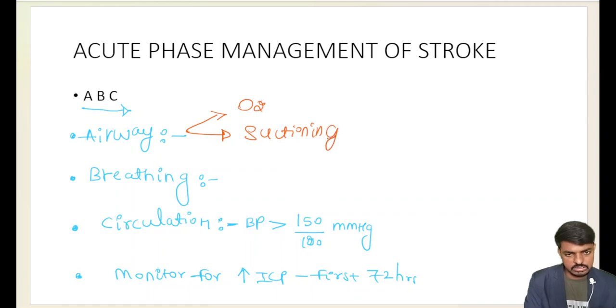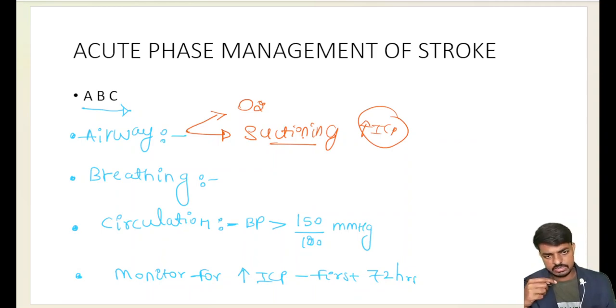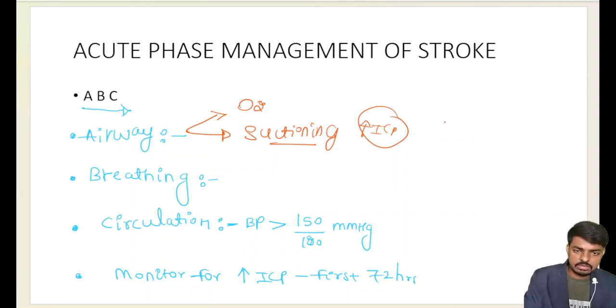But nasal suctioning is contraindicated, because when a patient with hemorrhagic stroke comes, doing nasal suctioning increases the intracranial pressure. So nasal suctioning is contraindicated. If there are any oral secretions interrupting your airway, at that point of time we will only do the suction, and that is only for less than 10 seconds. Very important one. It should be less than 10 seconds.